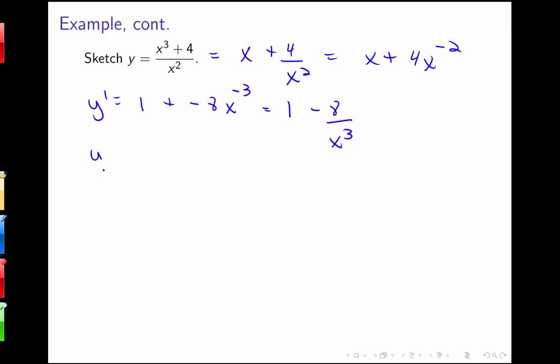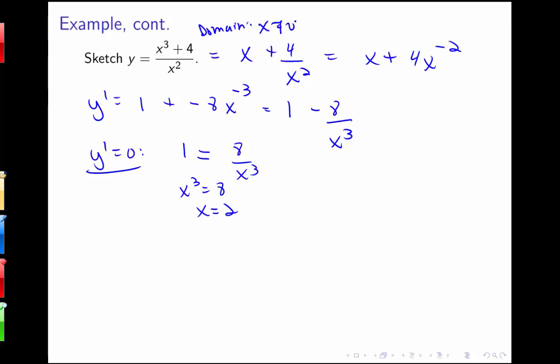So we want to see where that's 0. So y prime equals 0. That will be 0 when 1 is equal to 8 over x cubed, or when x cubed is equal to 8, which occurs when x is equal to 2. Remember, our domain was all x except 0. So when I'm making a sign chart, I've got to mark 0 on there because something could change on either side of that. And then I've also got 2.